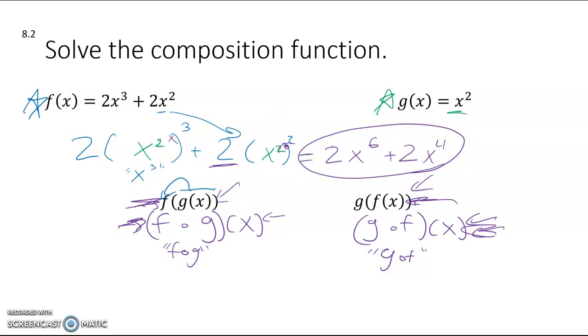All right. So for this one right here, I'm going to take this f function and plug it in for g. So what's my g equation? X squared. And then my f equation is 2x cubed plus 2x squared. So I'm going to take the g equation, write it out, which again is just x squared, but I'm going to leave a little bit of a space to plug this equation into here. So it's going to be a space squared, and then I'm going to plug in this 2x cubed plus 2x squared into here. So it's going to be 2x cubed plus 2x squared.